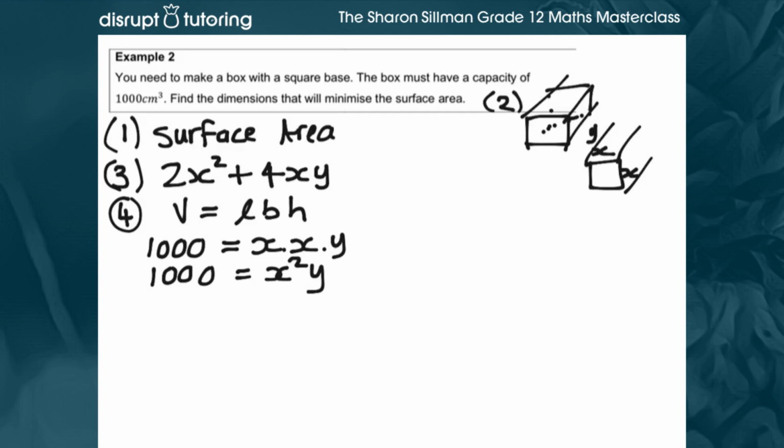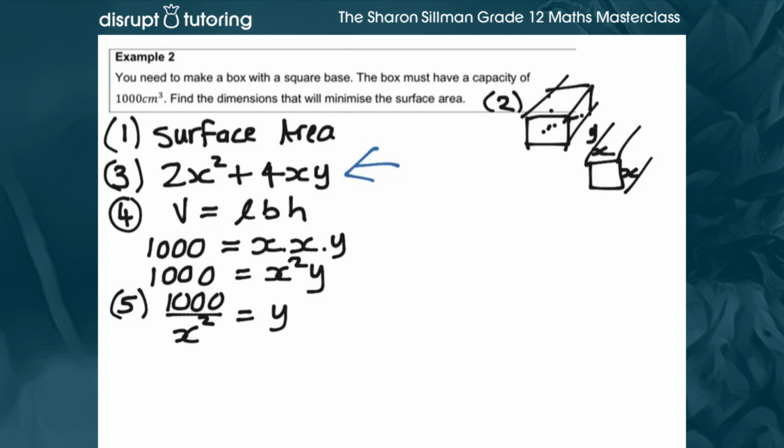We want to get one of the variables on its own. Y this time seems the much more sensible one, otherwise we'll be dealing with square roots if we try and get x on its own. So we're going to divide both sides by x squared. I'm actually busy on what I call number 5 now, to get the variable on its own. Then we can go back and look at our original formula that we are trying to work with, the expression, and we're going to use this information.